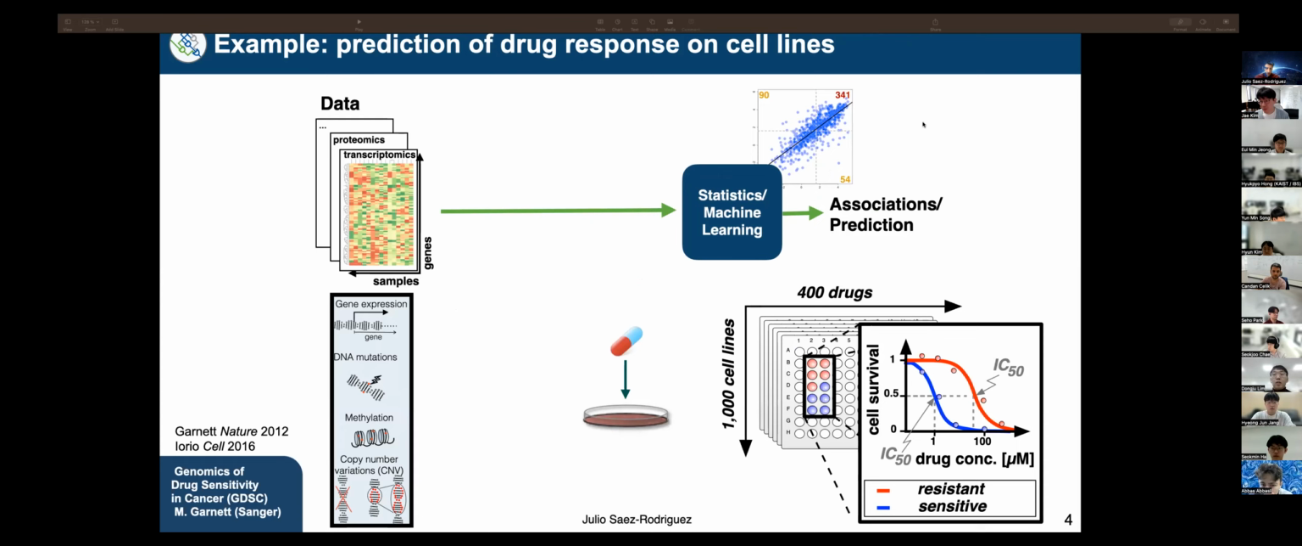As an example of such data that we have worked quite intensively with in the past, it's a large collection of cancer cells that are treated with drugs. This is led by Matthew Garnett at the Sanger Institute, and they have around 1,000 cell lines. You measure the transcriptome, but also mutations, methylation, copy number, and also the proteome. And you treat all of them with a large number of drugs, around 400 drugs, also now in combinations. So you measure for each of these cell lines how they respond to all these drugs by looking at the survival for increasing amounts of drugs. This is typically summarized by the IC50, how much drug you need to kill half of the cells.